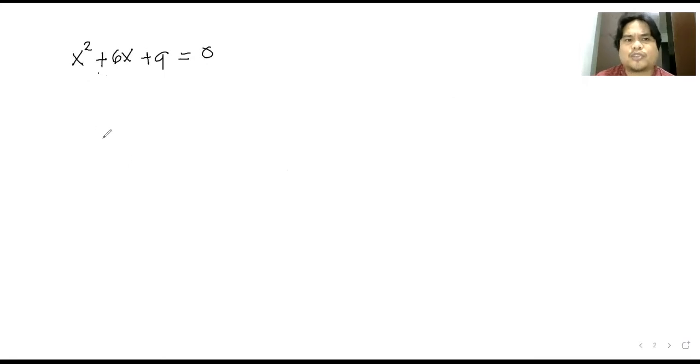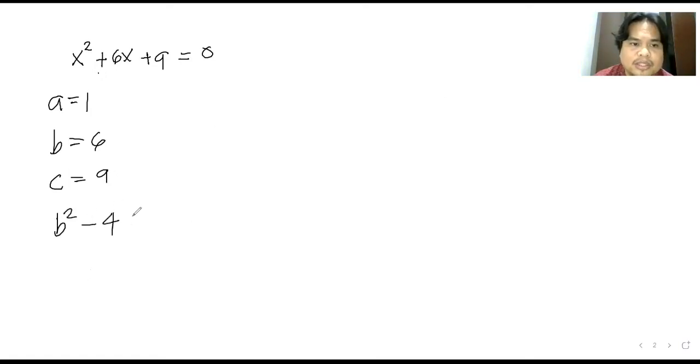In this case, we have x squared plus 6x plus 9 equals 0. All you need to do here is find your values. A here is 1. That is the coefficient of your quadratic term, x squared. B is the coefficient of your linear term, the 6x, so the coefficient of that is 6. And then your c lastly is your constant, which is 9. Then after that, you just have to substitute all these values into the discriminant.